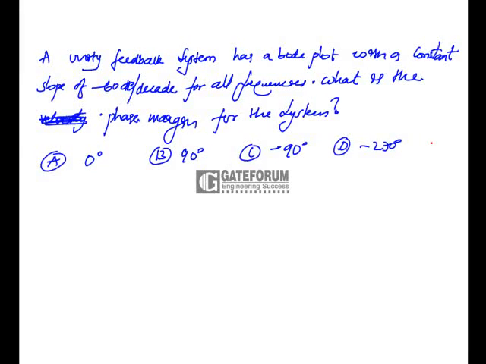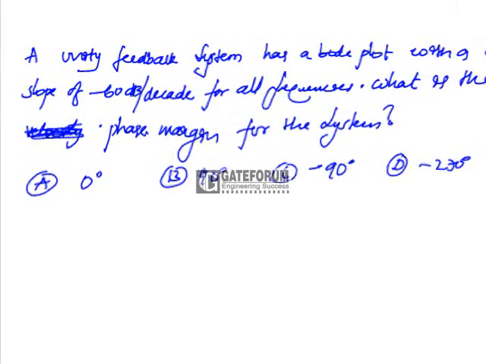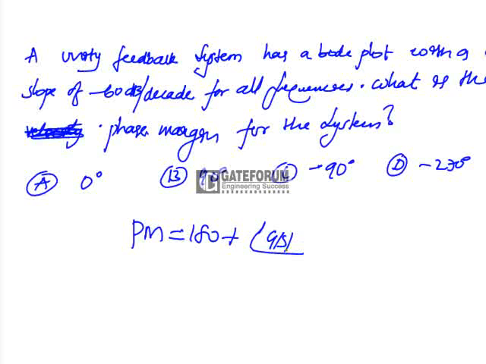The system has a Bode plot with a constant slope of minus 60 dB per decade for all frequencies. What is the phase margin for the system? Okay, phase margin is given as 180 plus angle of the system, G of s and H of s. He has given it is having a constant slope of minus 60 dB per decade.